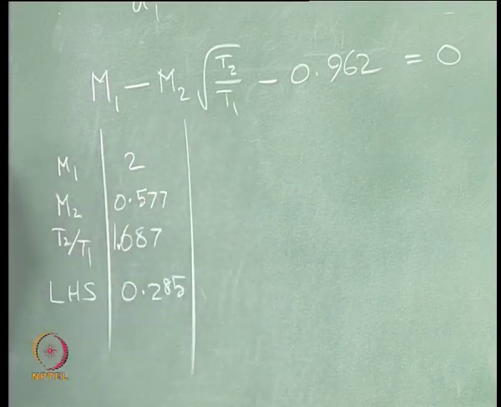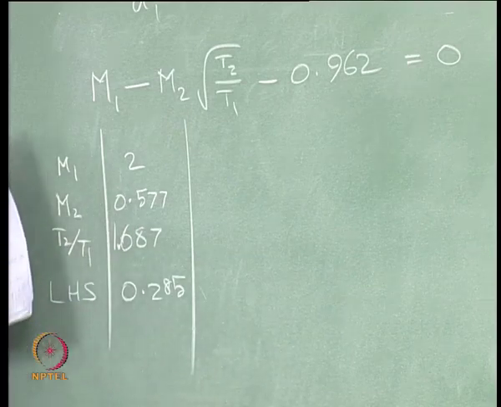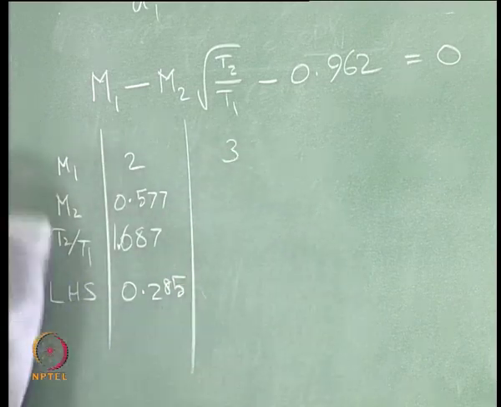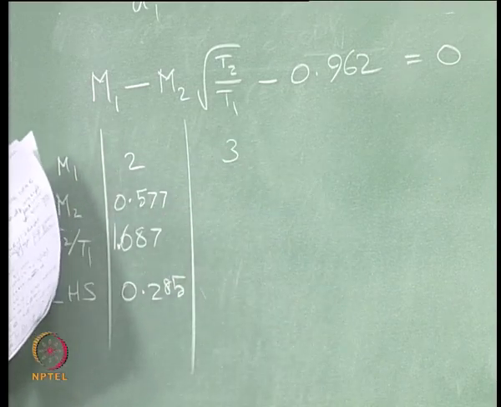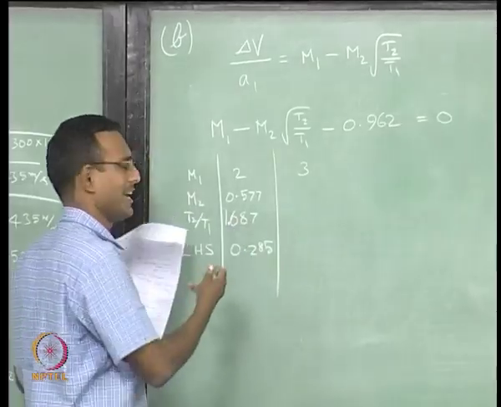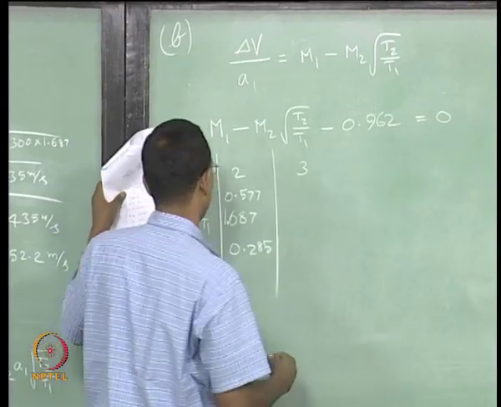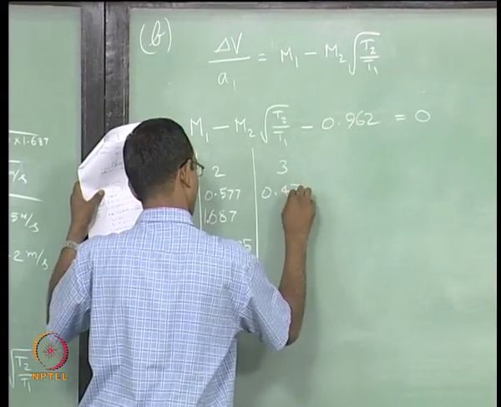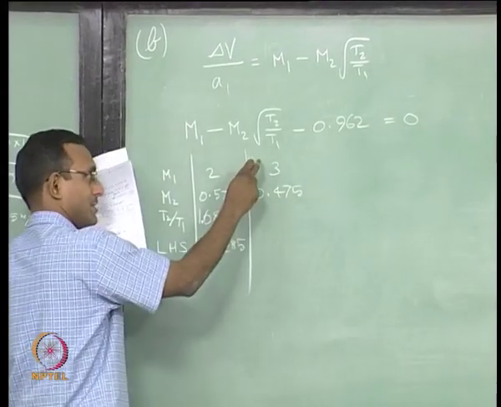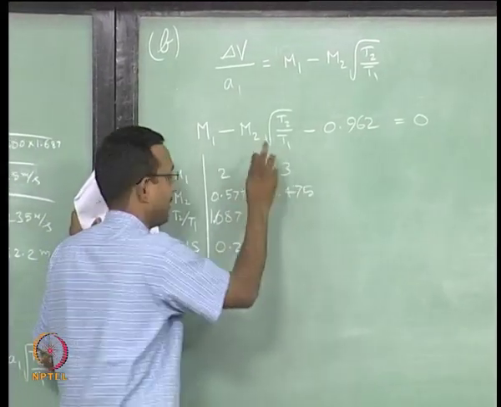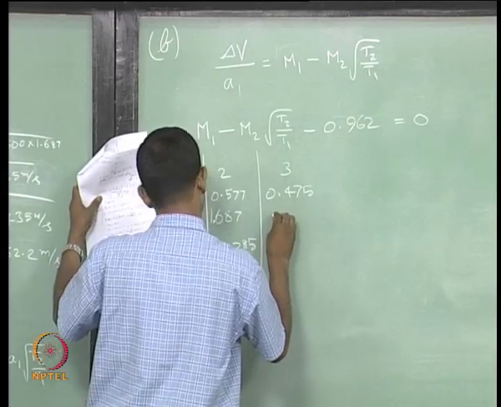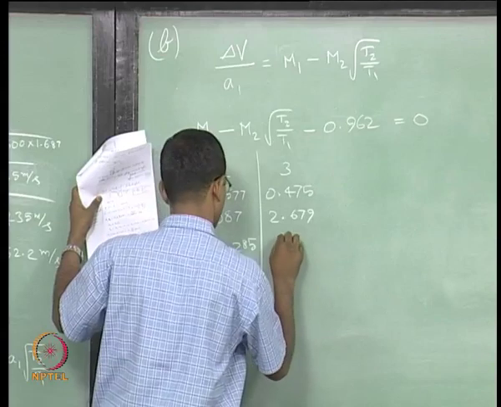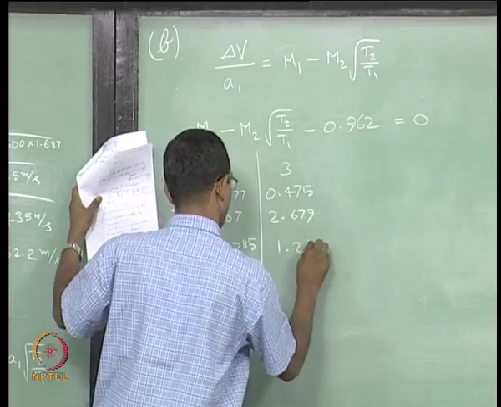I do not know how to guess the next number. I will generally guess 3. I could be having to guess less than 2 or more than 2, I do not know. I say I choose 3, we will see what happens. This number is 4.475, again from the normal shock tables, gamma equal to 1.4 for Mach 3. This number is 2.679 and this is 1.26.